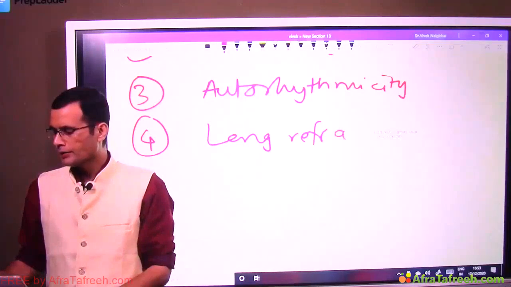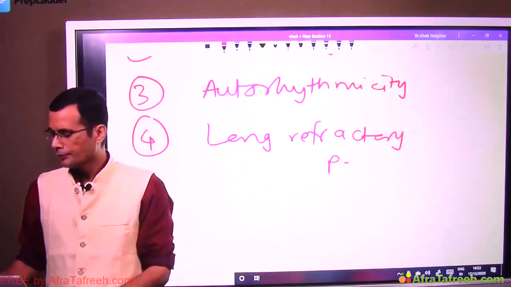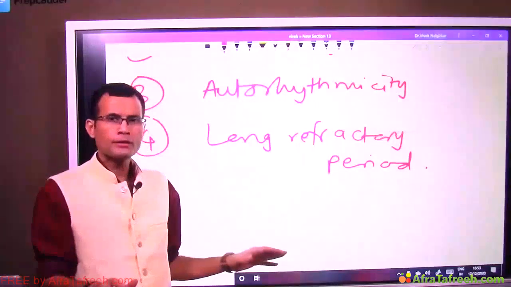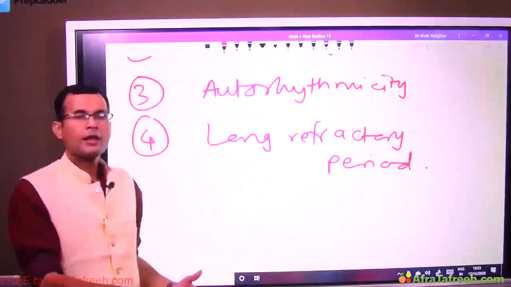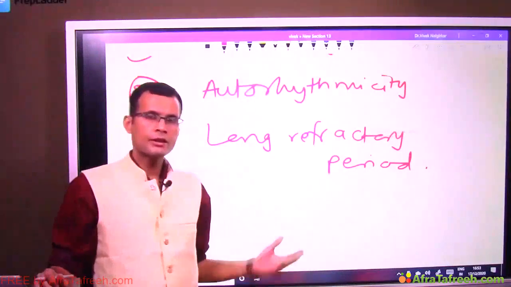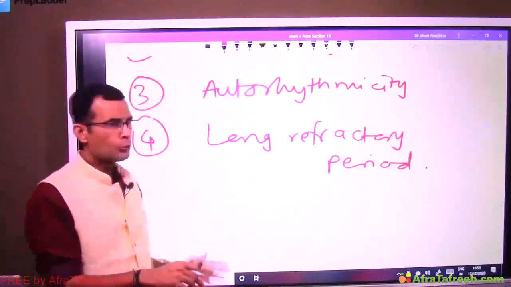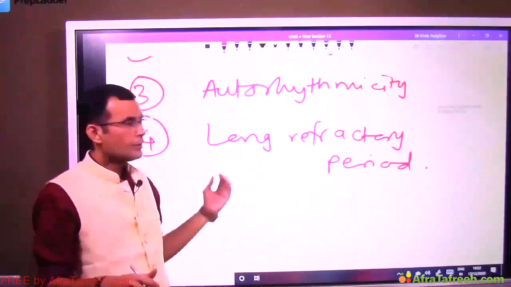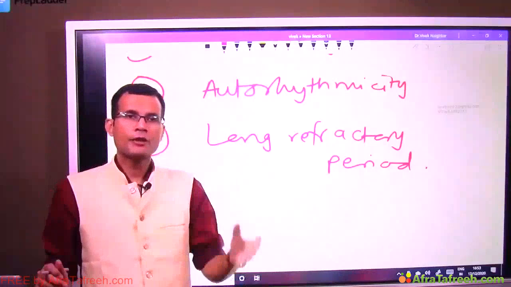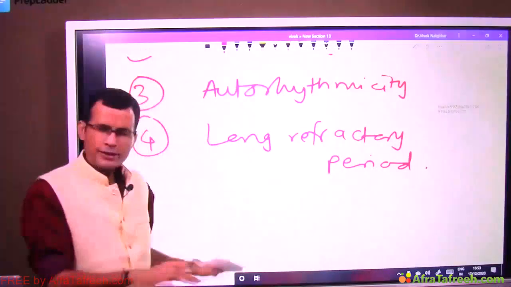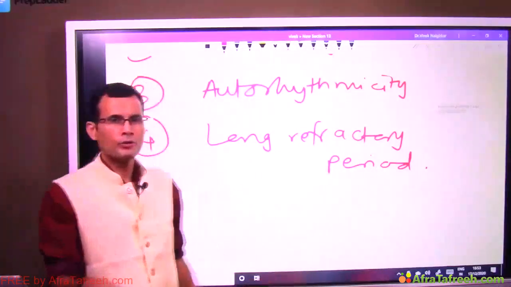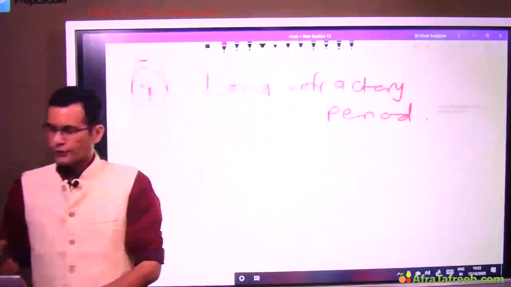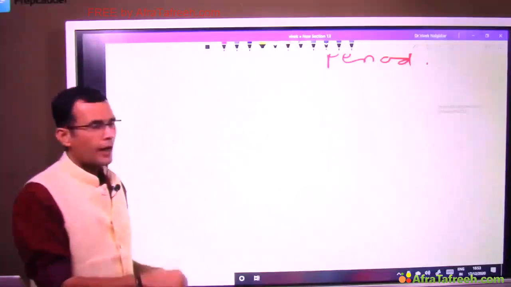There are some parts in the heart which exhibit this property. Not all parts. Some parts in the heart, for example, Purkinje fiber, ventricular muscle fiber, they will show long refractory period. And for this reason, they cannot be excited at very high frequencies. We will see all this in detail later on. This is just the beginning, the introduction part. Right, so some of the properties at a very basic point.